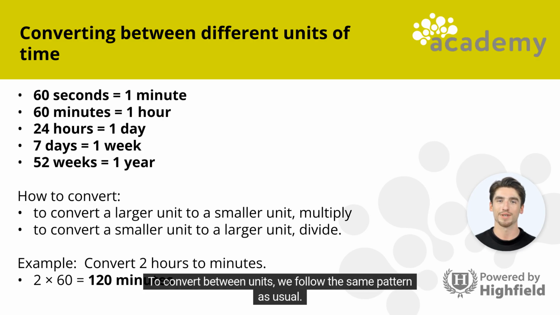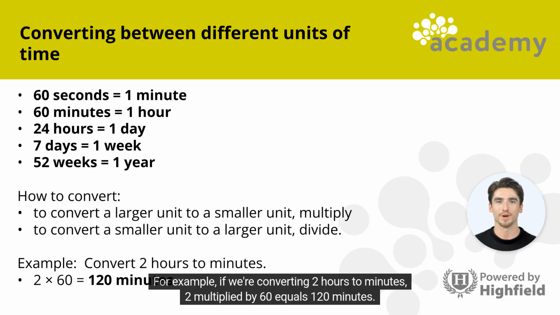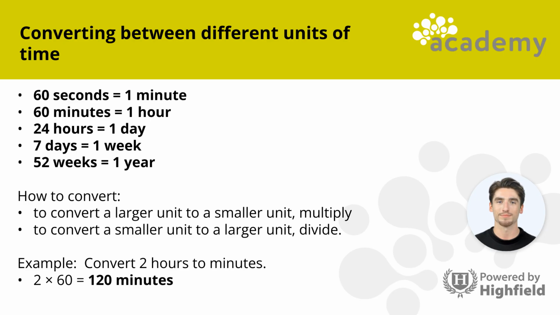To convert between units, we follow the same pattern as usual. To convert a larger unit to a smaller unit, we multiply. To convert a smaller unit to a larger unit, we divide. For example, if we're converting 2 hours to minutes, 2 multiplied by 60 equals 120 minutes.